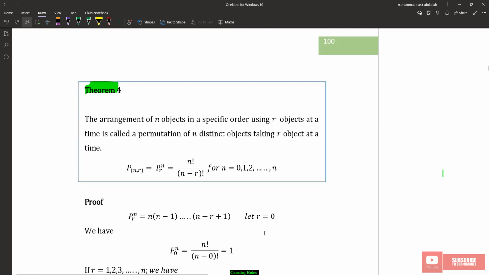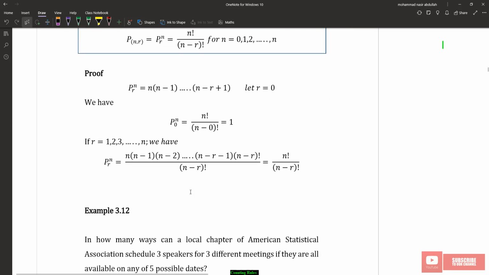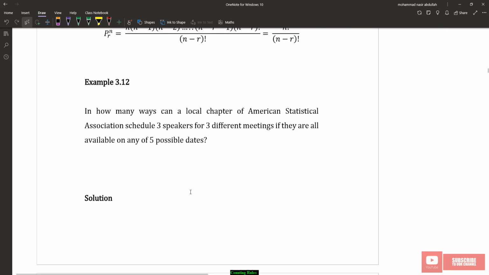So this is the theorem I explained in theorem number 4, right? So the arrangement of objects in a specific order, this needs to be highlighted, using r objects at a time, is called permutation of n distinct objects taking r objects at a time. Right, so the proof, you don't need to see the proof, just jump to example number 3.12.